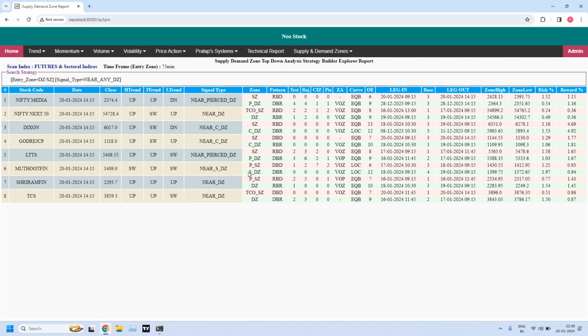We have Muthoot Finance. This is also a fresh zone. Check the quality of the zone. If the quality is good, mostly this is going to be a successful trade once price enters into the zone. So let's go back. We have identified three high liquidity 75 minutes demand zones.